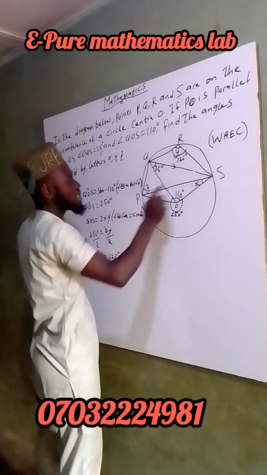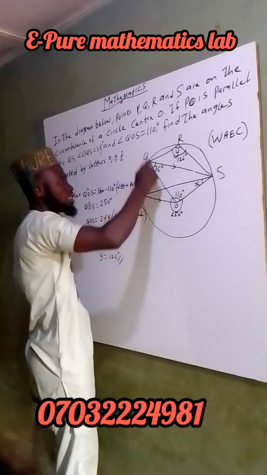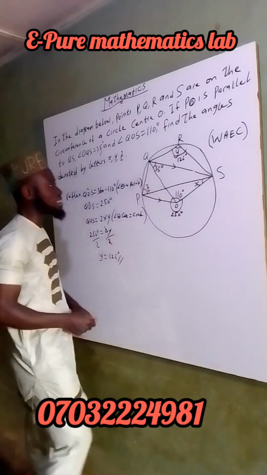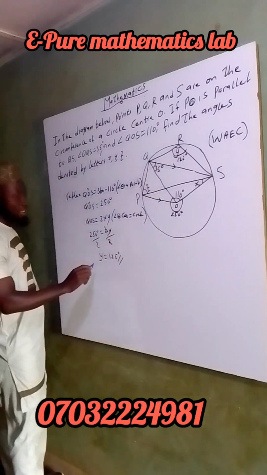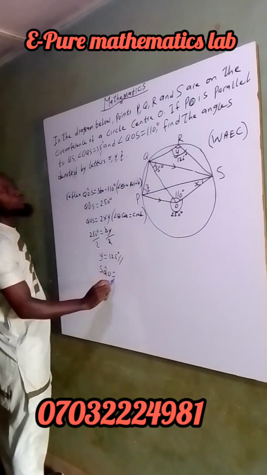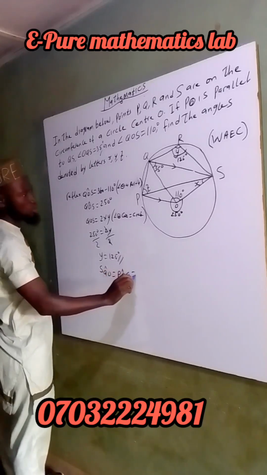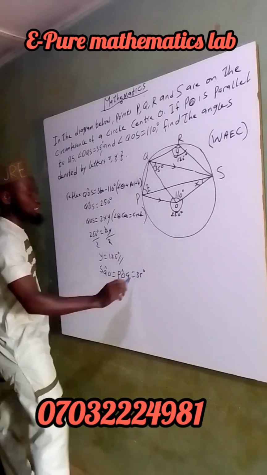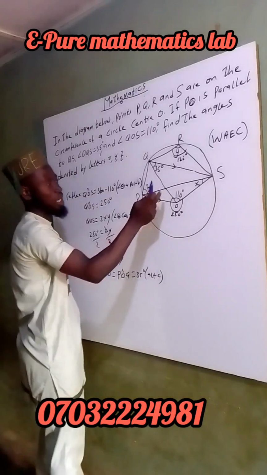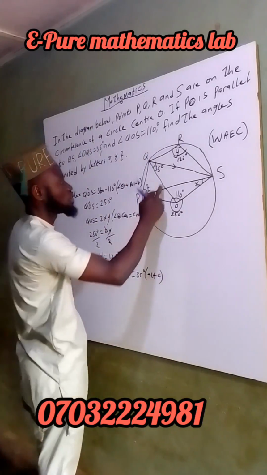Because QS and PO are parallel to each other, and we have a line in between them, known as a transversal line, then this is equal to this, alternate angle. So you can say SQO is equal to POQ, which is equal to 35 degrees. Reason: alternate angles. We can only have alternate angles when you have two parallel lines and a transversal in between them. So this and this are alternate.